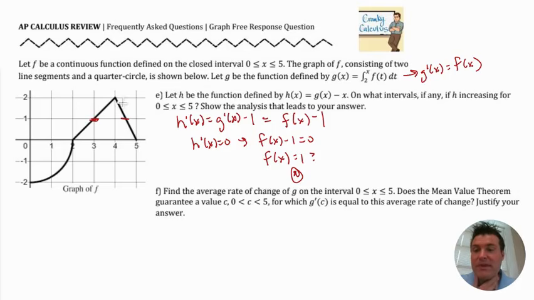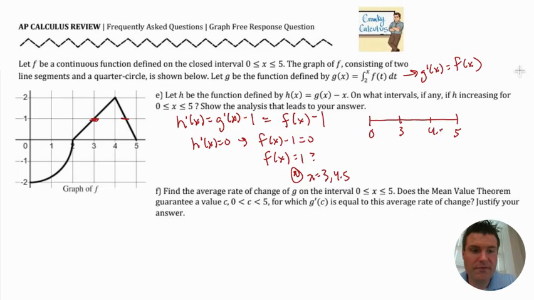But mathematically speaking here, this has a slope of -2 because it's a line. So you can just go down 1 unit and over a half unit. So this is going to happen at x equals 3 and 4.5. So now I'm going to have a sign chart from 0 to 5, and I have critical points here of 3 and 4.5.